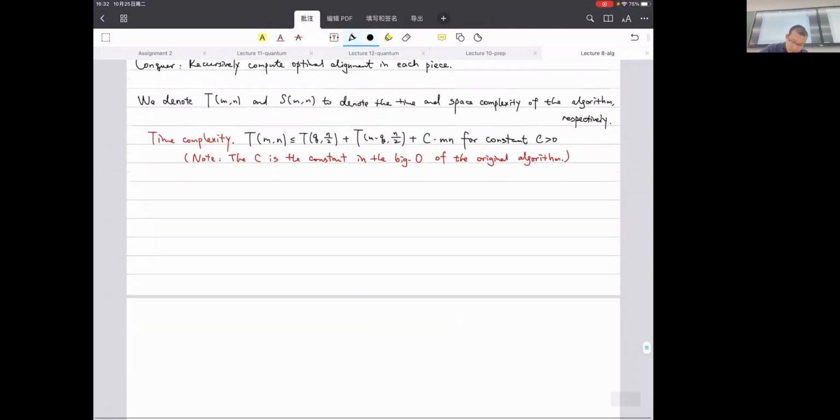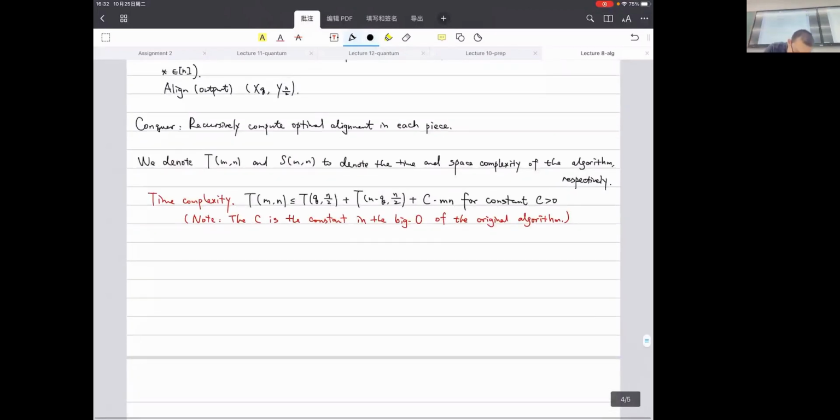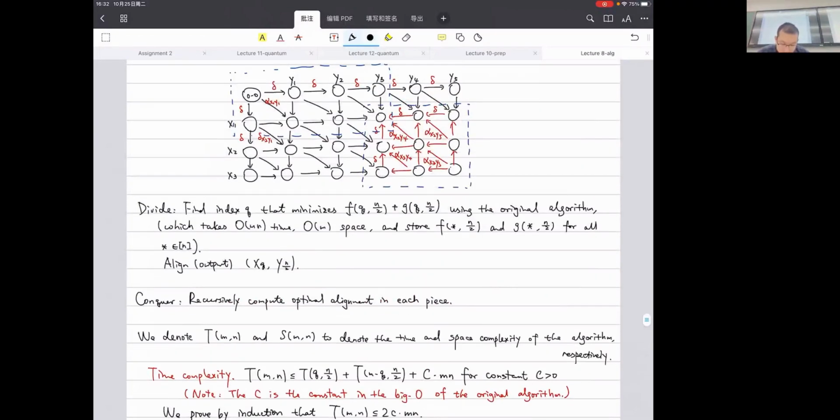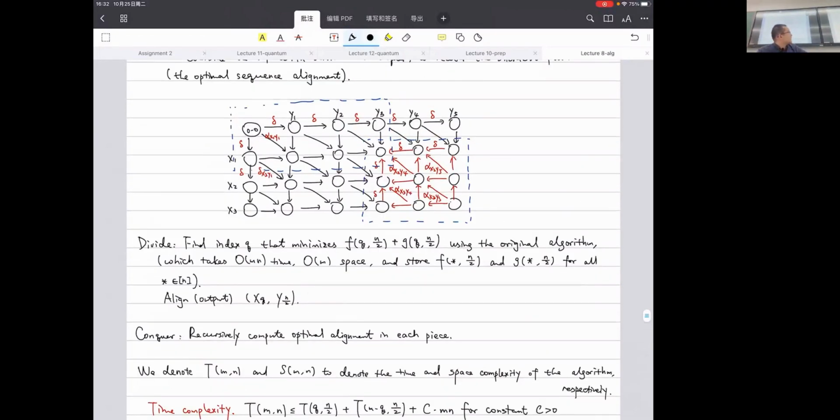So we prove by induction that actually we have T(M, N) smaller than 2C times MN. So this is clearly true when M equals 2 or N equals 2 here. So in our assumption, I guess in general, we can assume that M or N is actually at least 2 here.